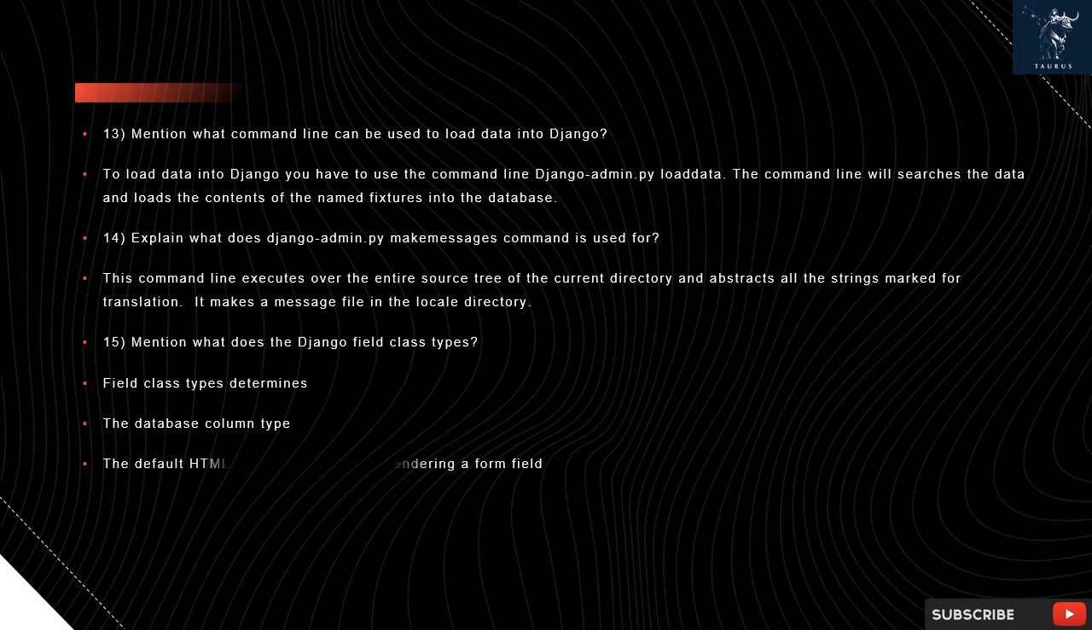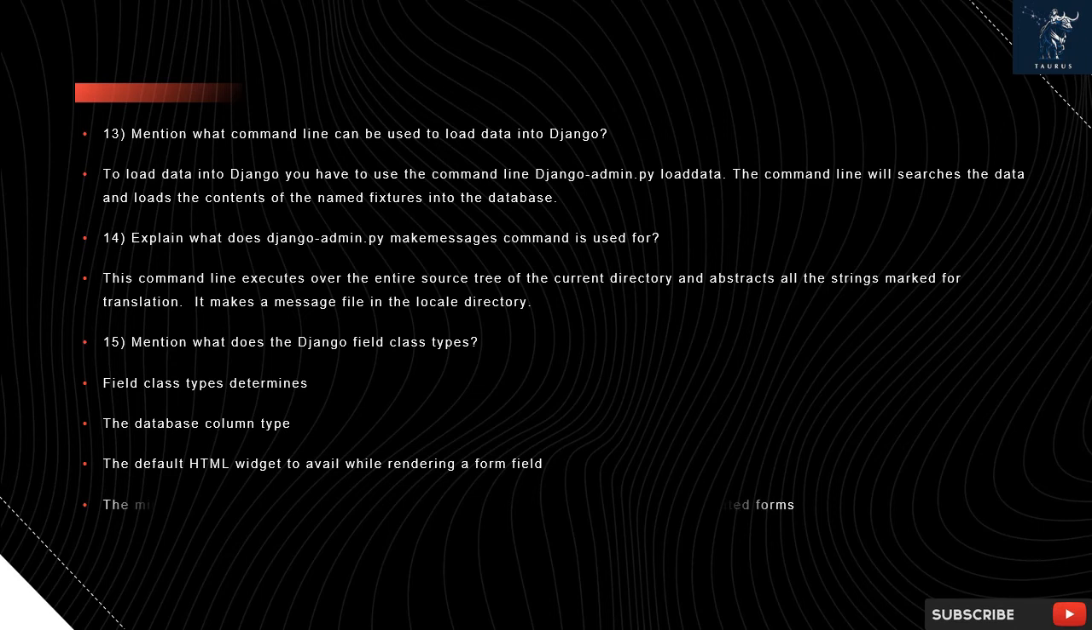14. Explain what the django-admin.py makemessages command is used for. This command line executes over the entire source tree of the current directory and extracts all the strings marked for translation. It makes a message file in the locale directory.